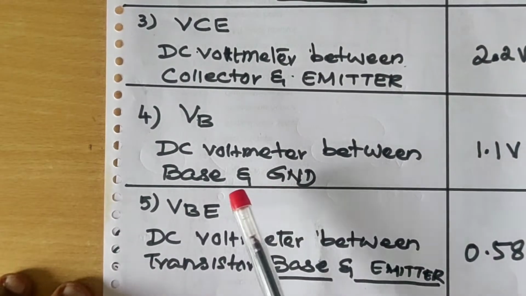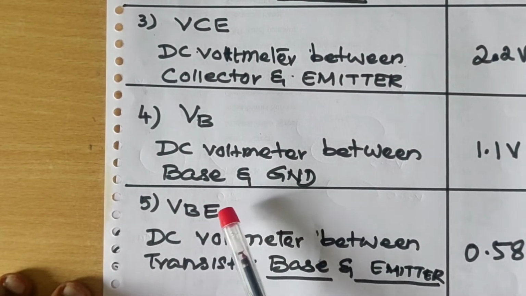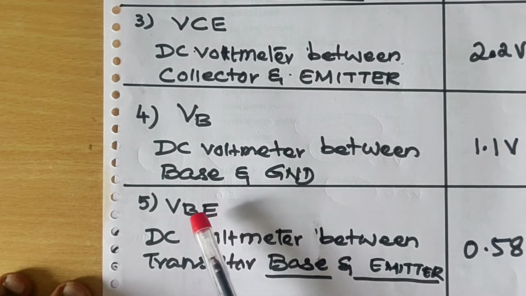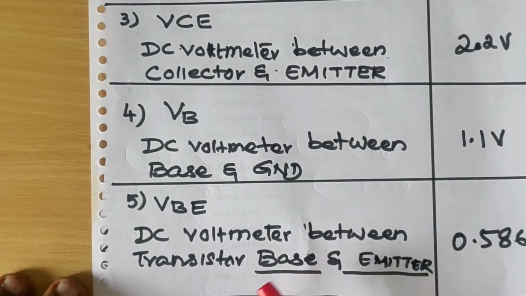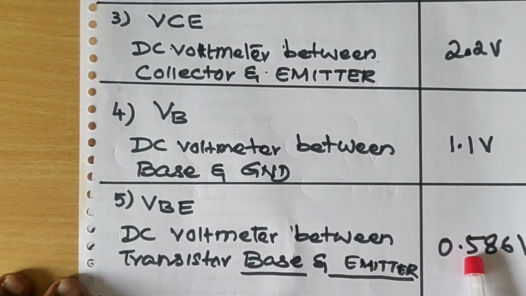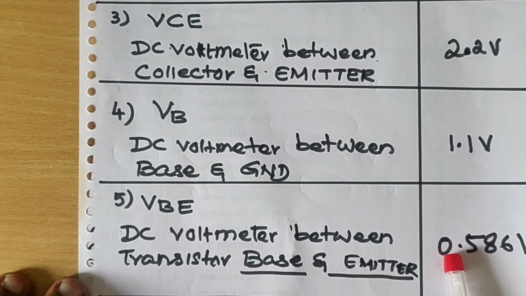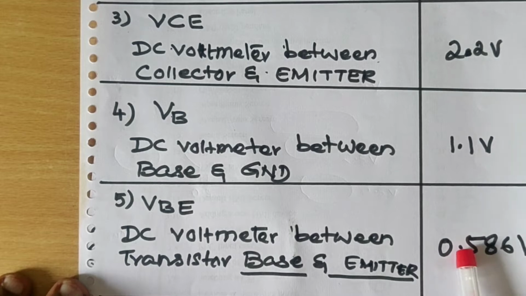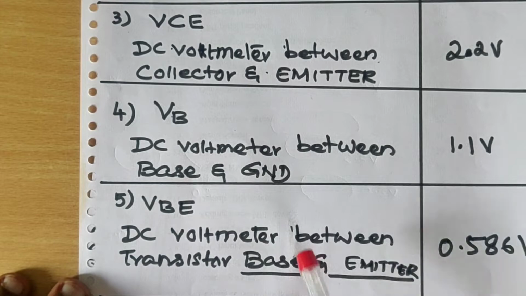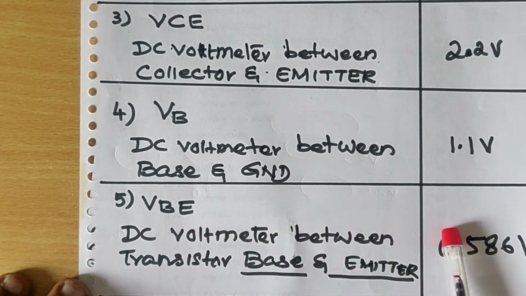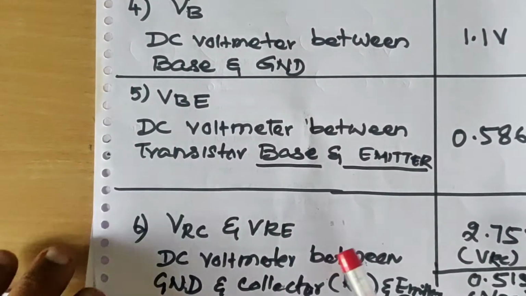Then VBE. VBE means the DC voltmeter between transistor base and emitter is 0.5 volts. It should be maintained, because this will make the transistor conducting. So this is very important. We have to maintain this because base to emitter will become forward biased, thereby the signal from collector to emitter will start to flow.